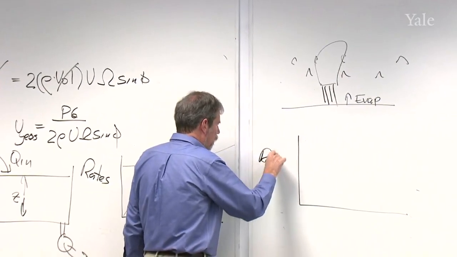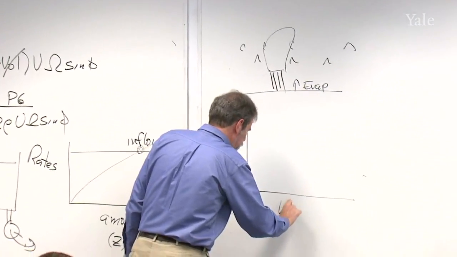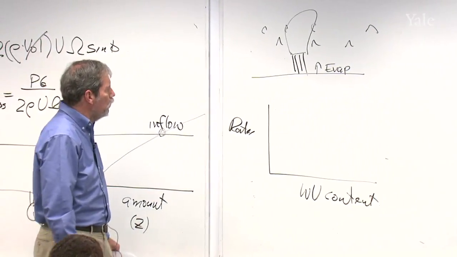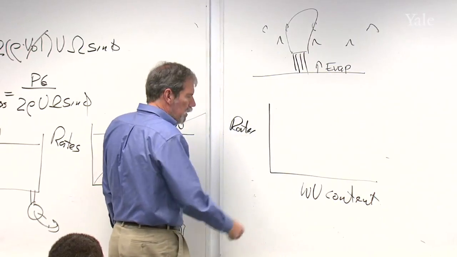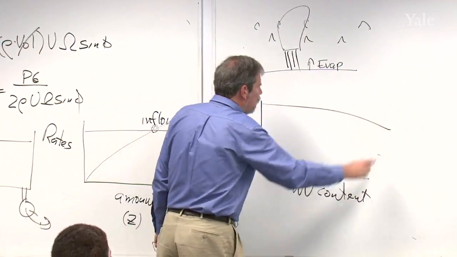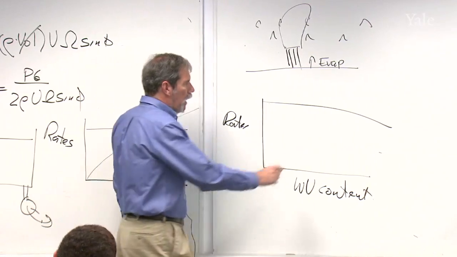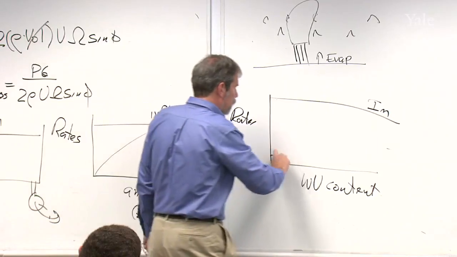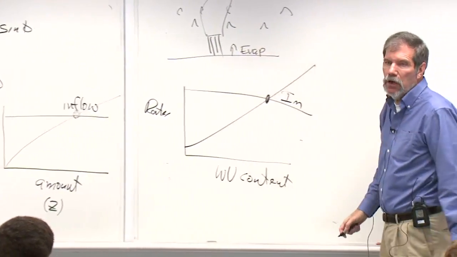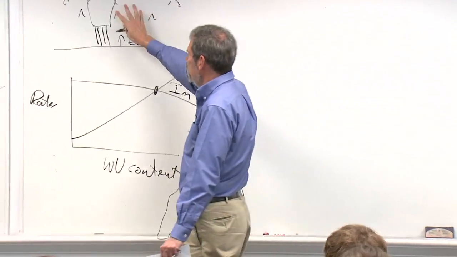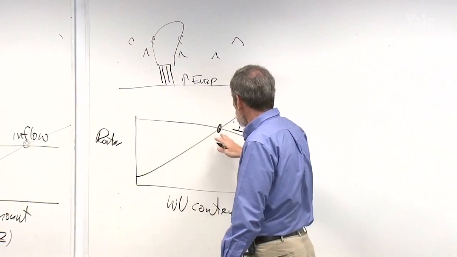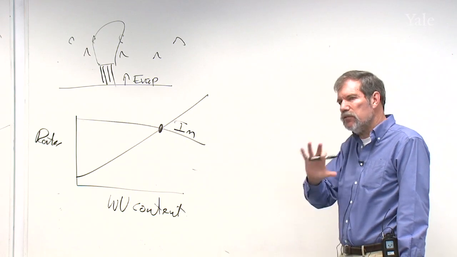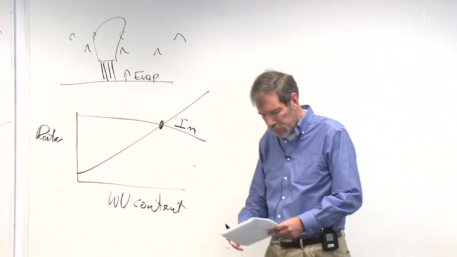where again, rate would be on this axis. This might be the water vapor content of the atmosphere. The rate at which we're putting it in might depend a little bit on water vapor content, but the rate at which we're taking water out will certainly depend on the water vapor content, and there will be a crossover point. So the amount of water vapor in the atmosphere is going to be sustained at roughly a level where these two things can balance with time. And that's the way we think about water vapor in the atmosphere.